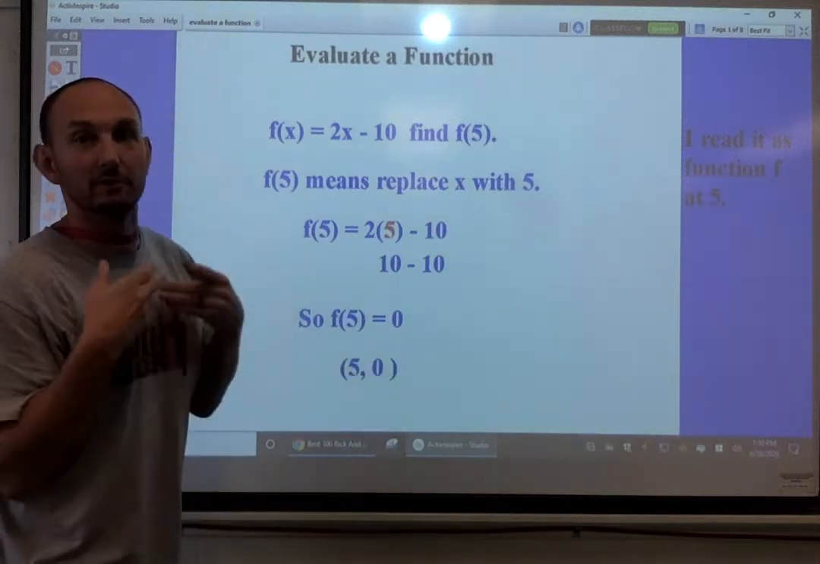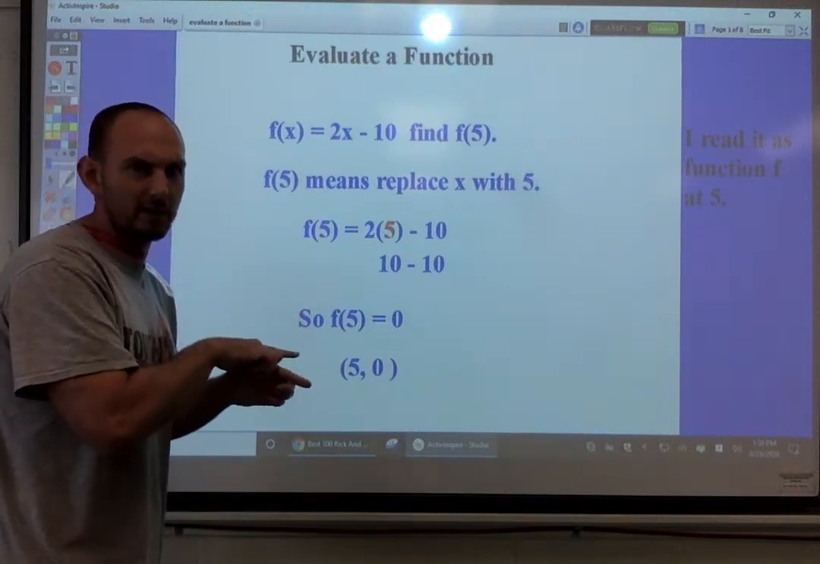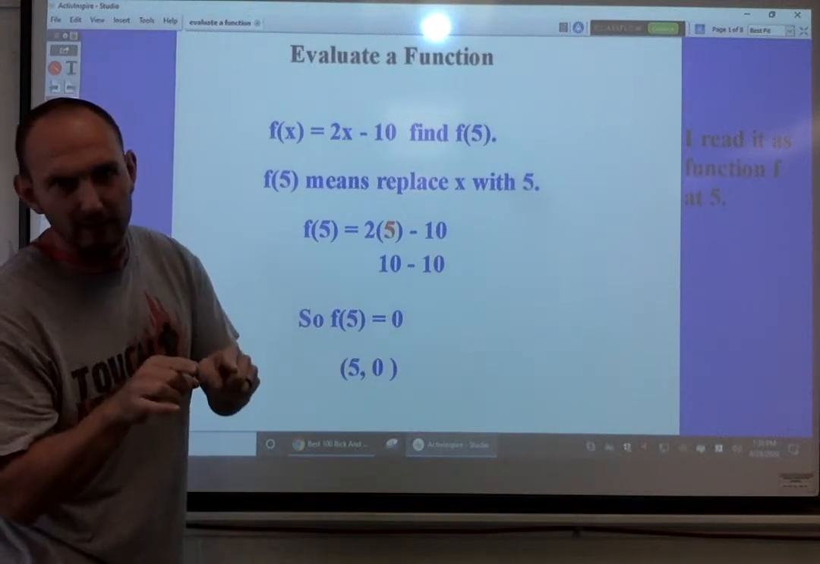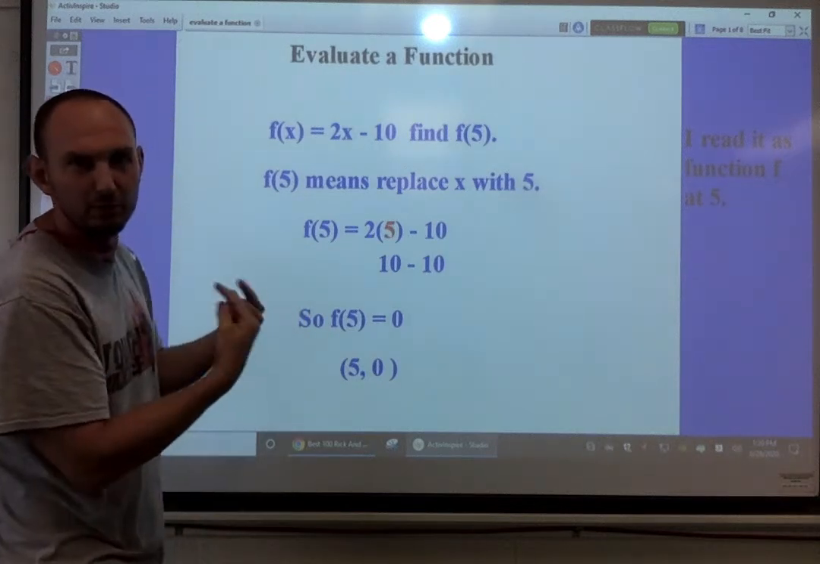Some people might say f of x. I prefer f at 5 because when x is 5, that's where we're at on a graph. So at 5 makes more sense to this guy.